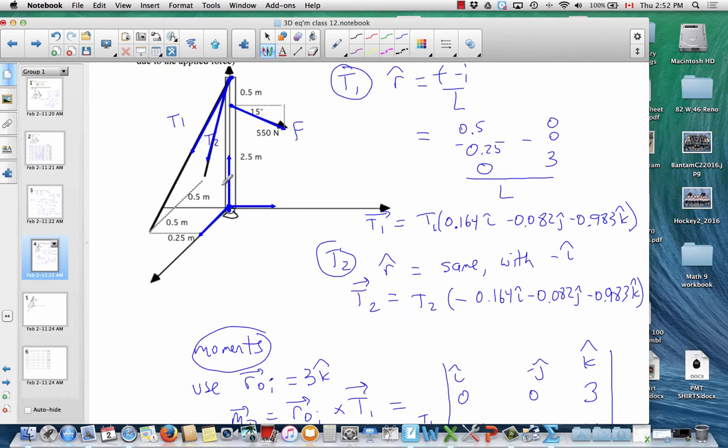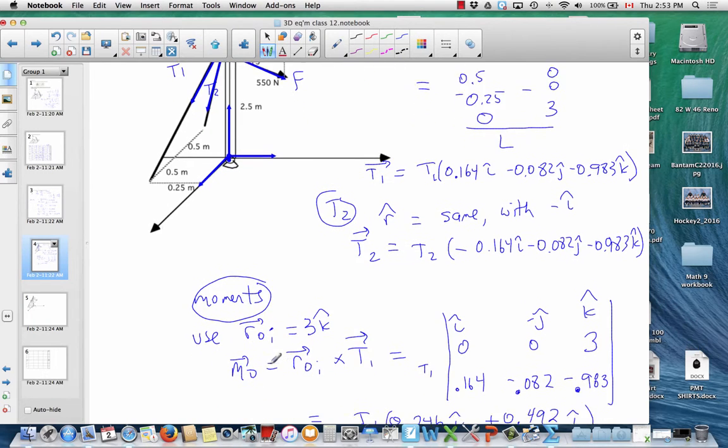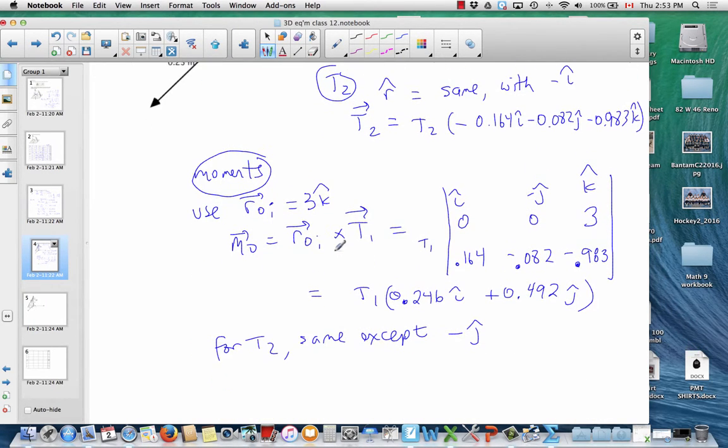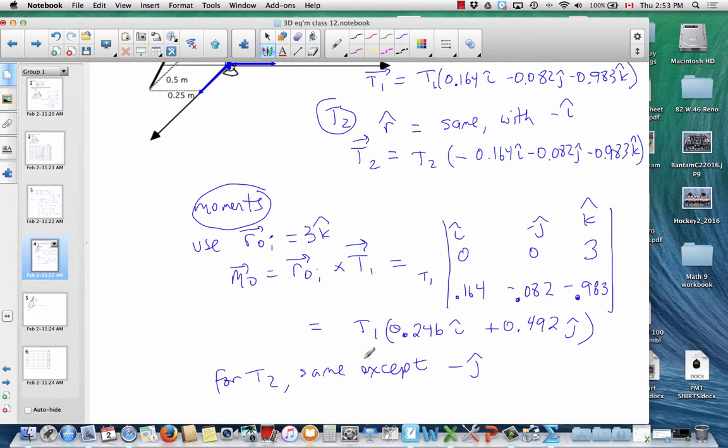Now, for the moment, remember, you can go from the pivot point to the force line. So you could go here for the moment of T1, but it's easier just to go straight up, because that gets you to the force line and only has one component. So that's why I say use this R vector. So again, I did it with the determinant technique. So the T1 gets pulled out in front, and there's the moment of T1. T2 will have the same moment, except negative in the J direction. So let's see if I can get all that on the screen at once. Take a sec and just make sure that's right. Then we'll load it up in our chart and have a look at those equations. So check, then load in chart, and then we'll look again.